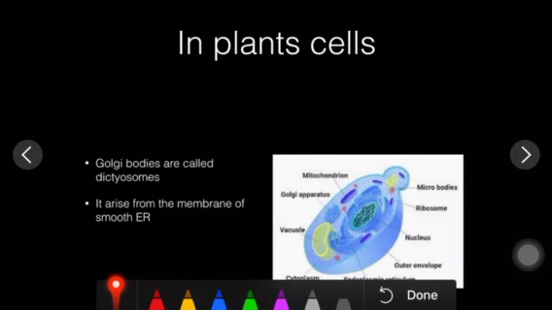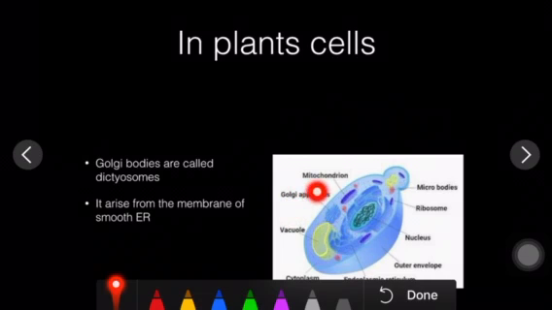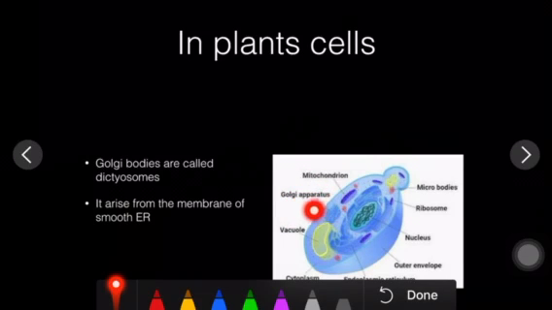Now we'll talk about the plant cell. Another name is used for the Golgi body in the plant cell, and that is called dictyosomes. So Golgi bodies are in plant cells too. Here you will see the Golgi apparatus, which is made up of folded membrane, and small ball-like structures called vesicles. So the combination of these two structures is called the Golgi apparatus, and in plant cells it is known as dictyosomes.